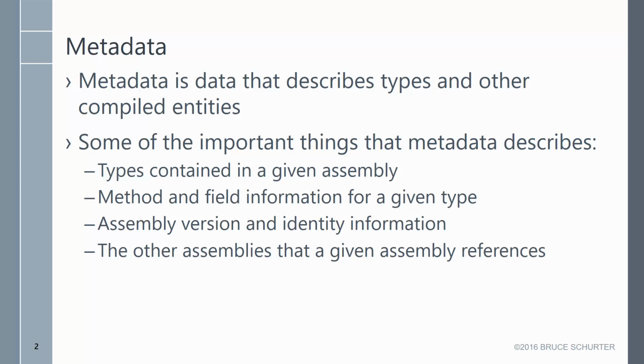Metadata is data that describes types and other compiled entities. Some of the important things that metadata describes are types contained in a given assembly, method and field information for a given type, assembly version and identity information, and the other assemblies that a given assembly references. Now, reflection gives us the ability to query this data.